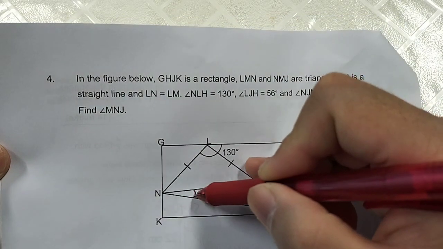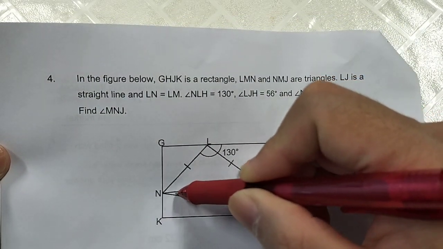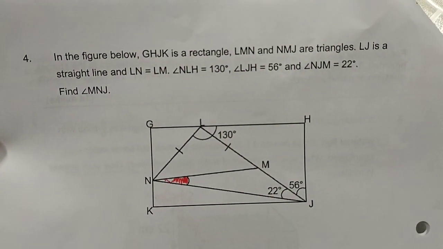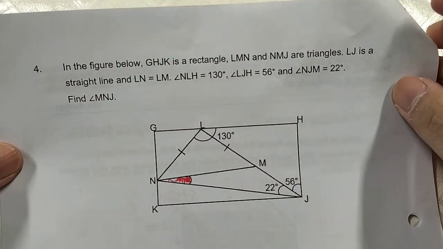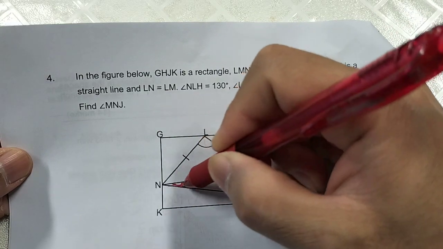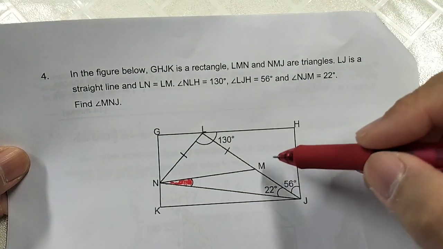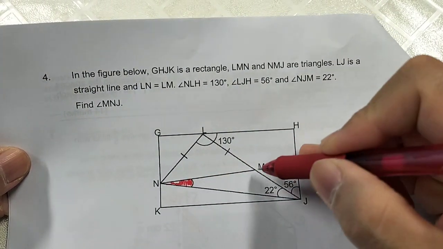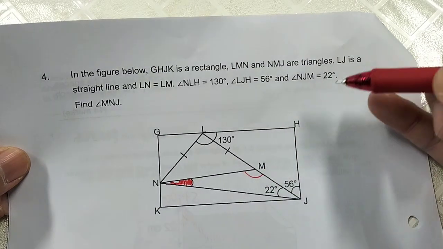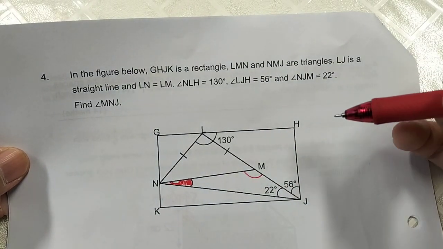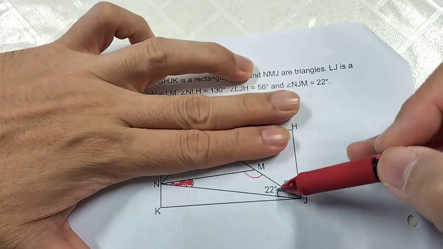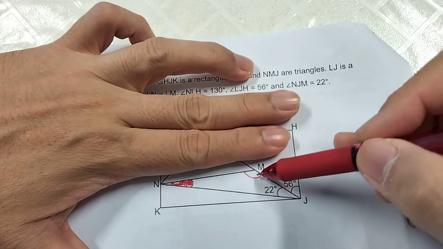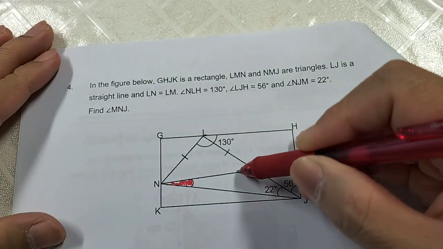So we'll find this angle MNJ. Now, let's think about how you can solve this. Let's work backwards. To find angle MNJ, I need to find this angle. If I have it, it's very simple: sum of angles in a triangle minus this. But I don't have this. To find this angle, I will need this angle.